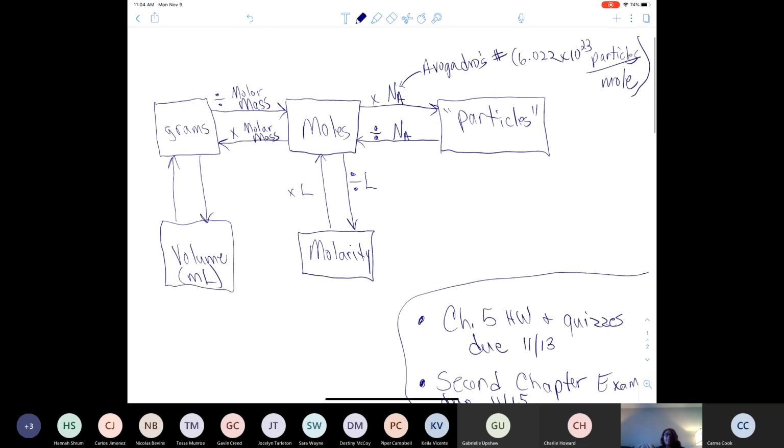And you're getting ready to take your second chapter exam. If you don't have one of these drawn on a piece of paper in your 3-ring binder, I would suggest you have one of these drawn. This will help you out tremendously while you're taking your exam. It just gives you a quick reference as to how to go about converting between units, grams and moles, between moles and particles, so on and so forth.